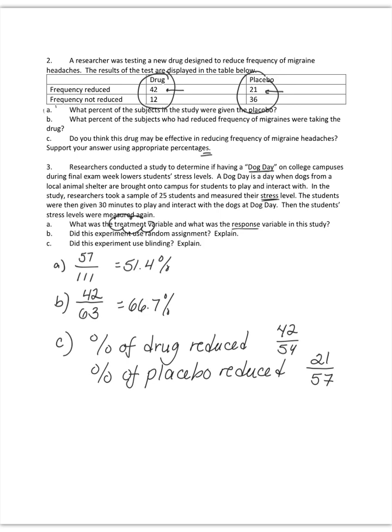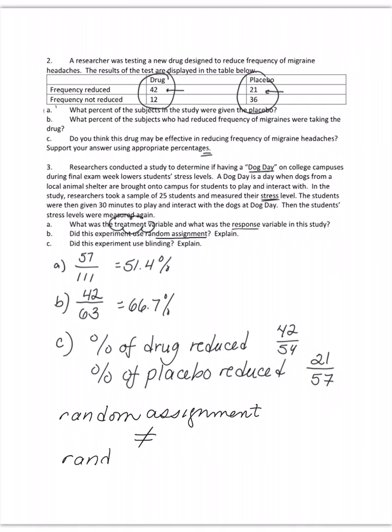There was a little bit of misunderstanding about this word random assignment. So one thing I want you to know is that random assignment is not the same as random selection. And that's super important. They both use the word random, but they're different pieces of experimental design. So in random assignment, you have two groups. You have a control group, and you have an experimental or a treatment group.